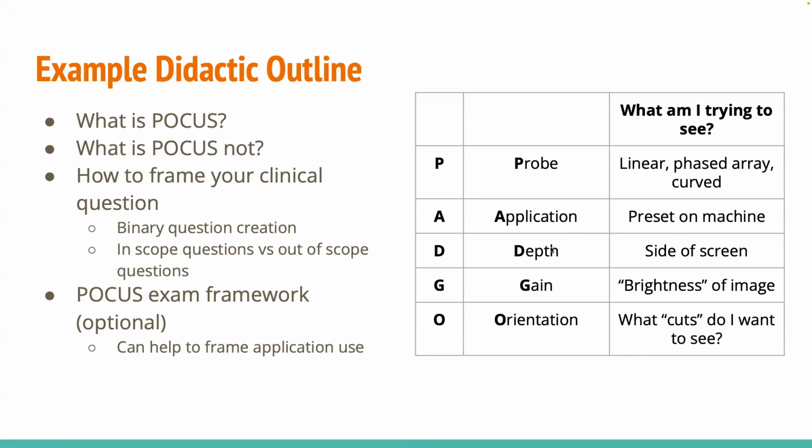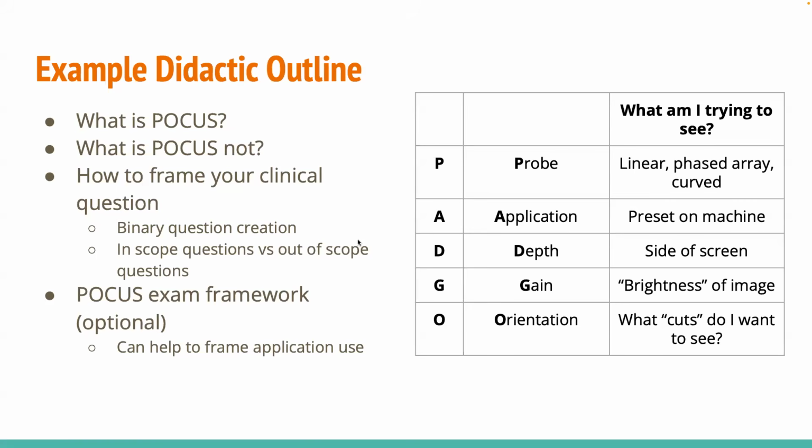To what depth are you generally going to be? Even in that application, is it still too deep? Is it still too shallow? Getting the brightness of the image, what is the gain that you're trying to get? What is considered your complete anechoic spot to orient everything around? And then with orientation, what cuts do you want to see?